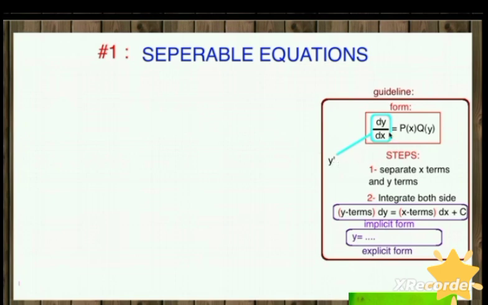Whenever we have the form dy/dx equals p(x) times q(y), this is our separable equation. Let's see a real example. Our example is y' plus 2xy equals x. Our first step is to convert y' to dy/dx. Let's do that. So dy/dx plus 2xy equals x.